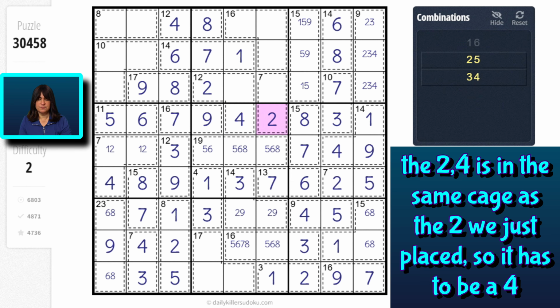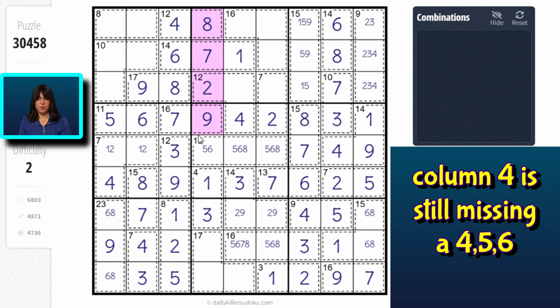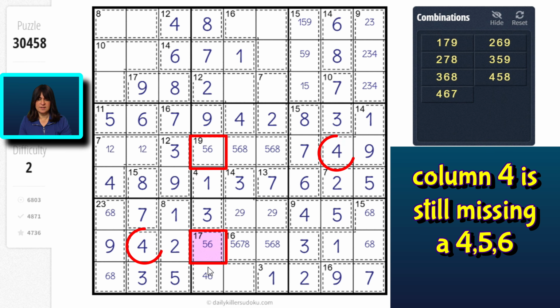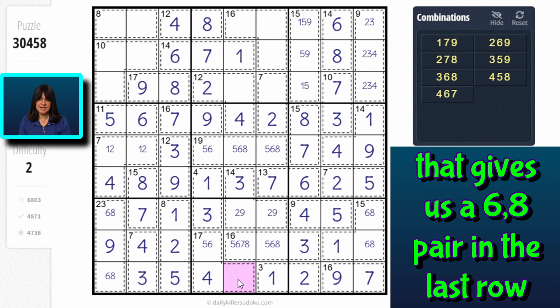Okay, what else is missing from this column? The 4, 5, 6. So this cell can be a 4 or a 6, and this cell can be a 5 or a 6. And actually, these 2 cells can't be 4's, so this cell has to be a 4. Nice. And that means this cell is either a 6 or an 8.